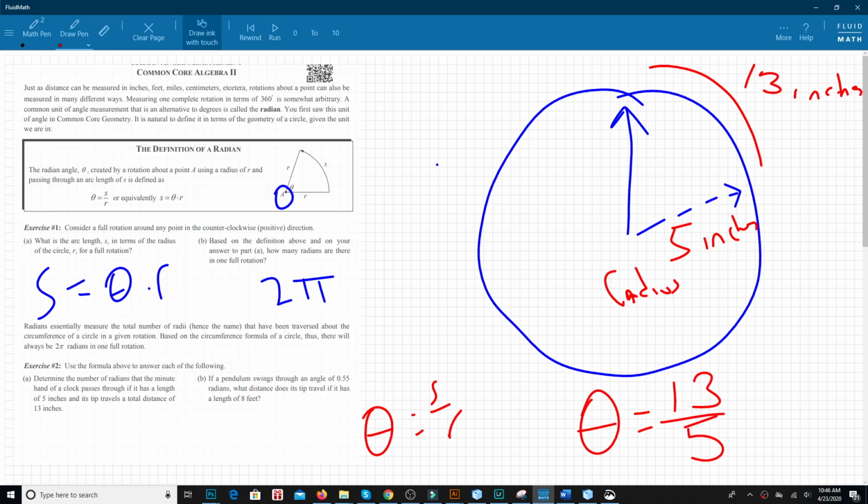So the angle is 2.6. So theta equals 2.6, which is the angle, right? They want us to determine the number of radians, right? So to get from angles to radians, remember the 180 clause. I think we did it before when we converted from angles to radian measurements.